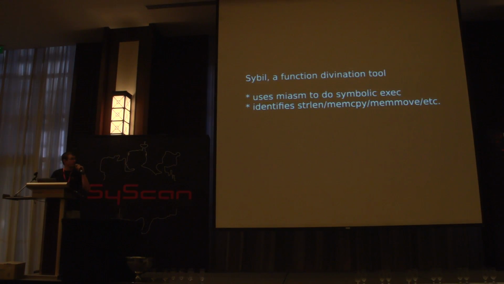And they also use Miasm for Sybil, which is a function divination tool, which works for several architectures. For example, you load a binary for a proprietary operating system. You pass it through Sybil, and it will try to emulate every function using symbolic execution and try to identify the semantics of the function. So for example, you have divination possibilities for strlen, memcopy, memmove, etc. It's fucking awesome. It's a bit slow, but it's awesome.